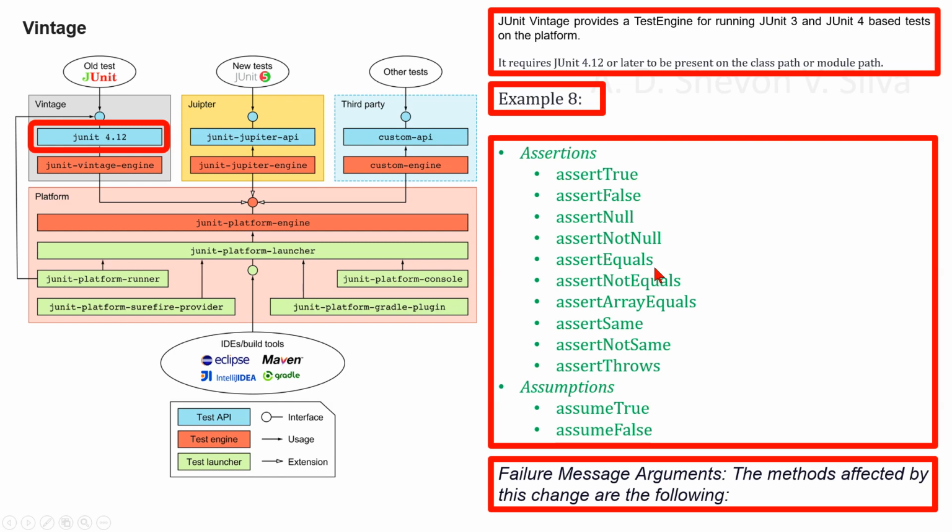The rationale for this is that the failure message is optional, and optional arguments should be declared after required arguments in the method signature. The methods affected by this change are the following. Assertions: assertTrue, assertFalse, assertNull, assertNotNull, assertEquals, assertNotEquals, assertArrayEquals, assertSame, assertNotSame, assertThrows. Assumptions: assumeTrue, assumeFalse.